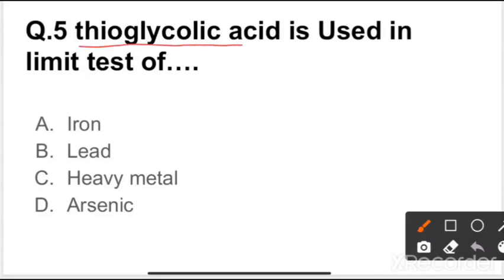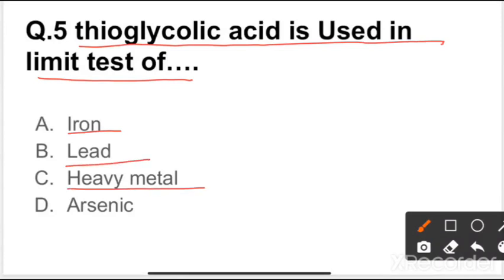So next question is, thioglycolic acid is used in the limit test of: first is iron, second is lead, third is heavy metal, fourth is arsenic. So your correct option is option A, iron.